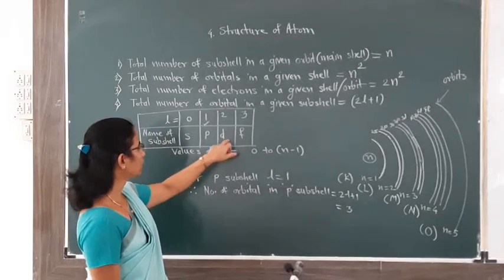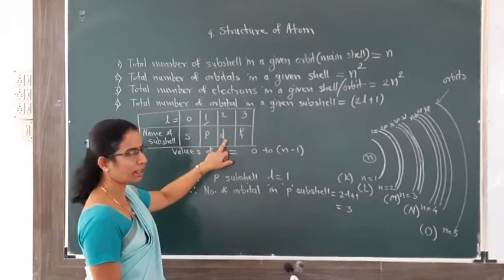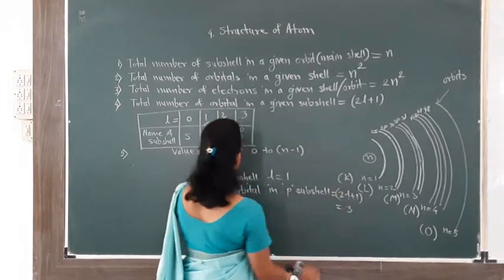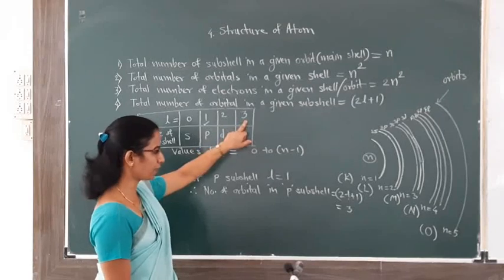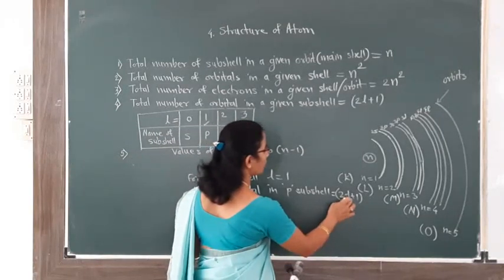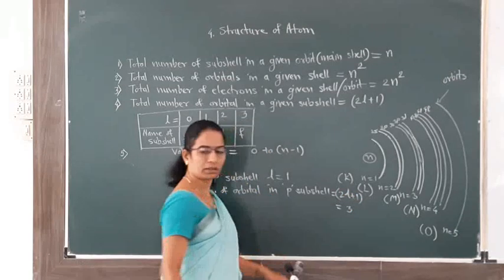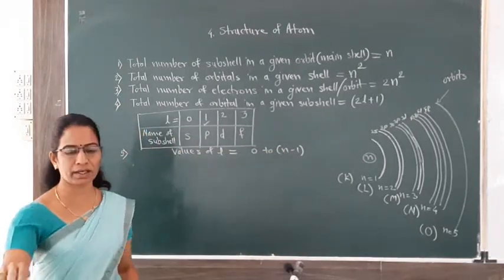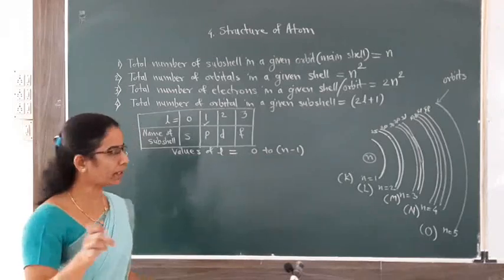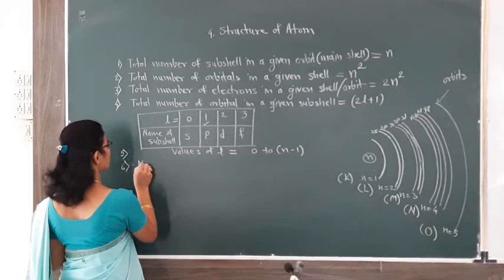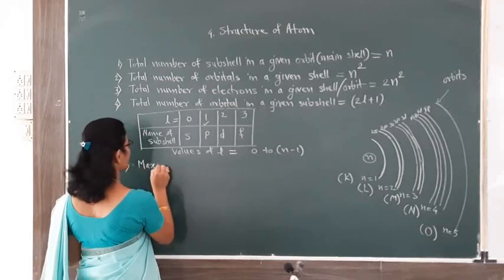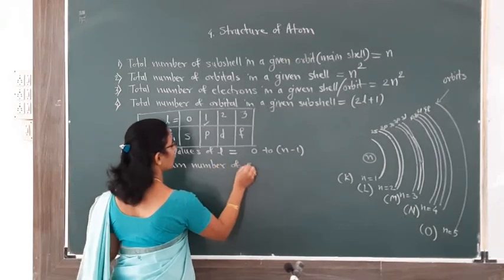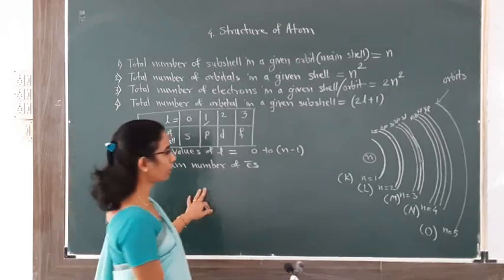In this manner, there are 3 orbitals present in P subshell. Similarly, you will find the number of orbitals in D subshell, that are 5, by putting the value of L as 2 in this formula. Similarly, F subshell will possess 7 orbitals by putting the value of L as 3. Okay, in this manner you can count or calculate the number of orbitals present in a given subshell. Now let's see the maximum number of electrons present in a given subshell can also be determined. Maximum number of electrons present in a given subshell.